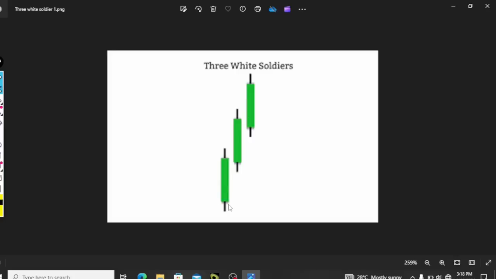So these three candles are a game of the bulls. It's an indication of the arrival of the big boys in the market. It's an indication that the bulls are totally devastating and they are totally in control of the market. So when you see these three white soldiers, just know that you are about to witness a series of bullish candles that will continue to go up and up and up.